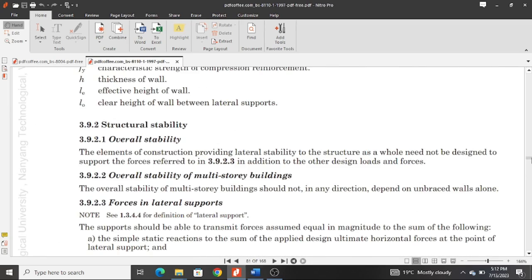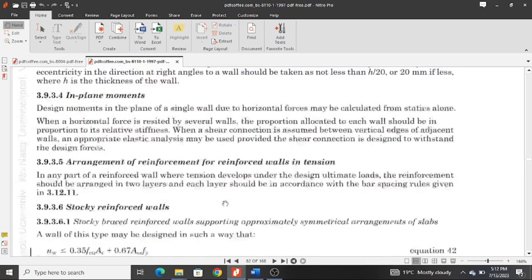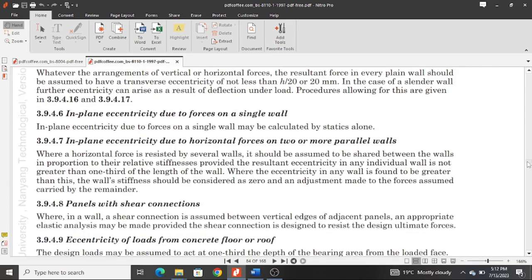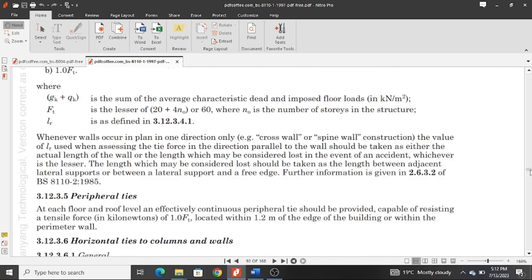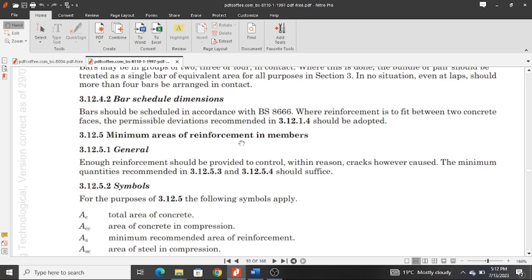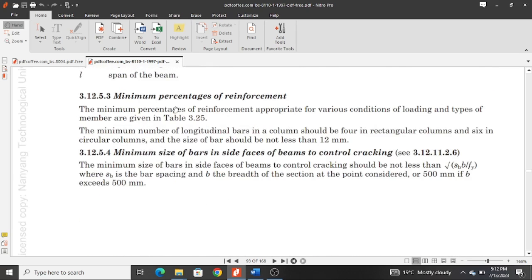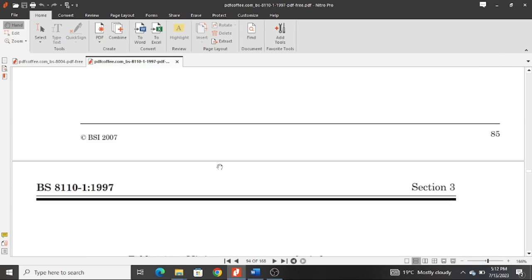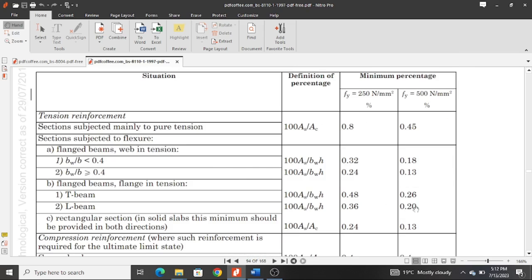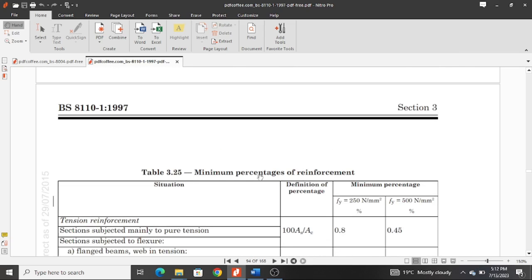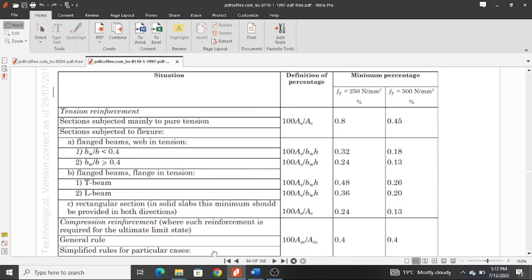3.12. You see now the code, you need to know where what is found. We are now from 3.4, we are looking for 3.12, and we are still within that section. Minimum areas of reinforcement in members, then minimum percentage of reinforcement in order to control cracking. Then here is our table. This is table 3.25, minimum percentages of reinforcement. And to be faster, we are doing rectangular section in solid slabs.